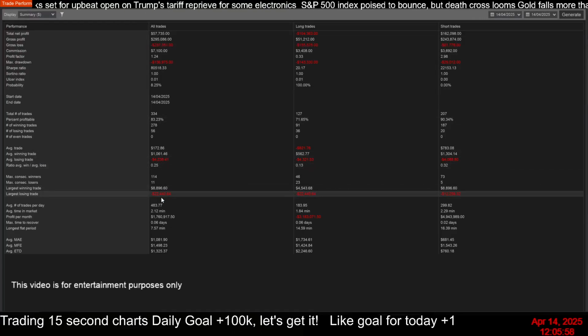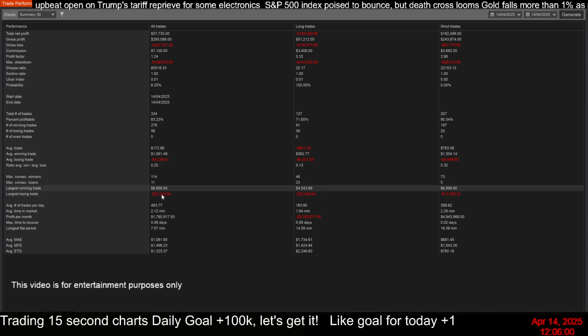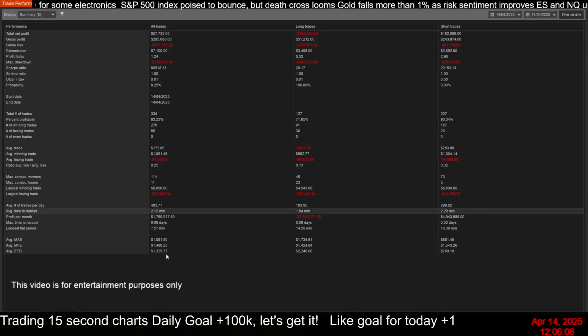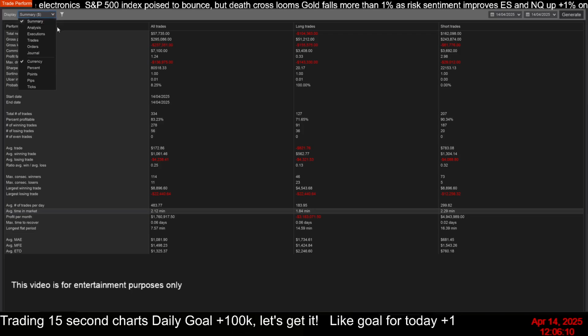Largest win to largest loss, that's also not great. You're looking at nearly a 1 to 3. You're looking at this being a third of the size of this, so that's not great. Time in the market about 2 minutes. That's pretty standard for the 15-second chart I'm using at the moment. Seems that most trades resolve themselves within 3 minutes.